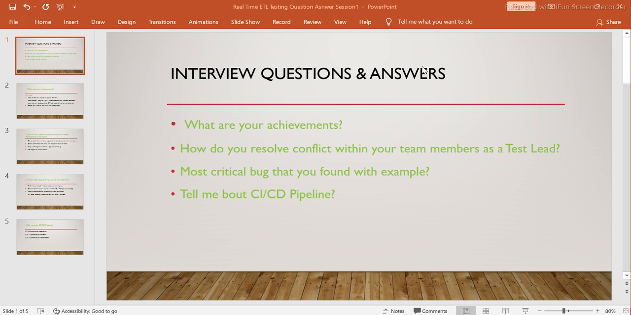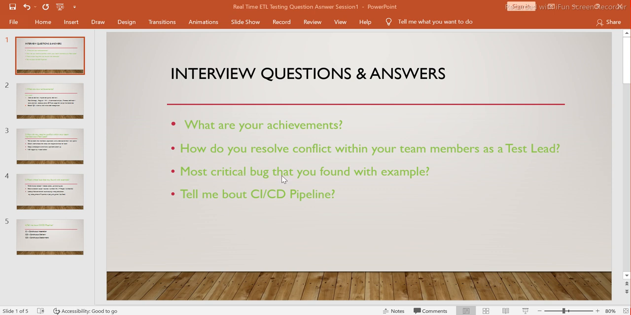So let's start then. The first question is, what are your achievements? The second question is, how do you resolve conflict within your team members as a test lead, right? This is especially a behavioral question. This is a very obvious question when you are working as a test lead. You will find many team members having internal conflict, and as a team lead you need to keep the team members' morale and spirit very high. In that case you have to make sure that everyone is happy within the project, right? That is how you can ensure that the project is also on the success path, right?